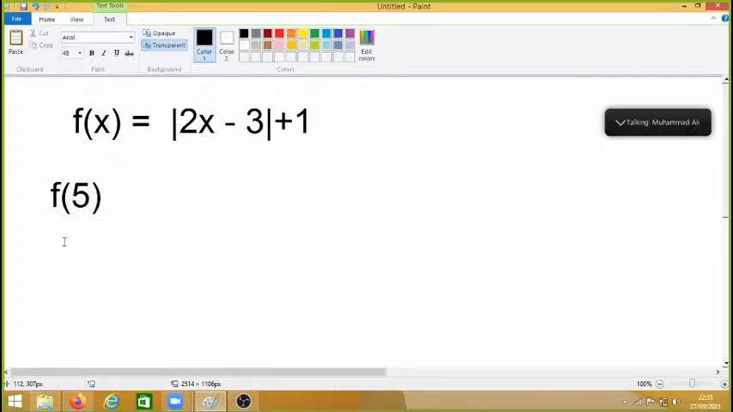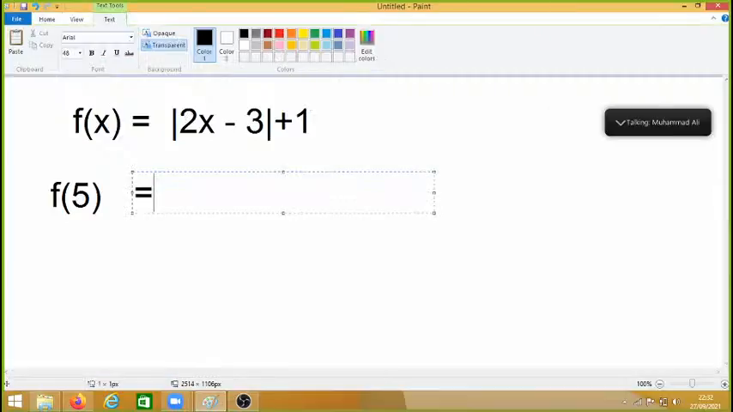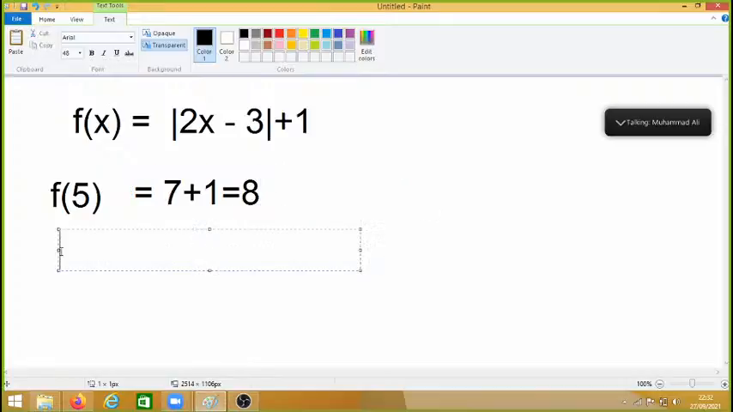Have a few seconds on that. You're substituting 5 into this function here. So 2 times 5. Let's keep the modulus signs in there to begin with. Just treat them like brackets. So 2 times 5 is 10. Take away the 3. 10 take away 3, that's 7. So I've got the modulus of 7 plus 1 on the outside. Modulus of 7, there's no sign here, so there's nothing to drop, so it just becomes 7. And 7 plus 1 is equal to 8. Okay, you try the next one.